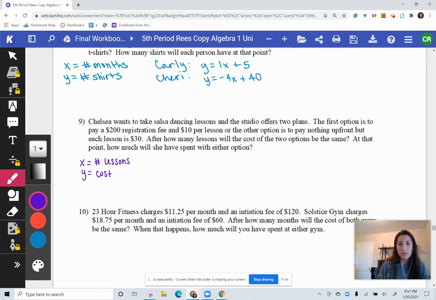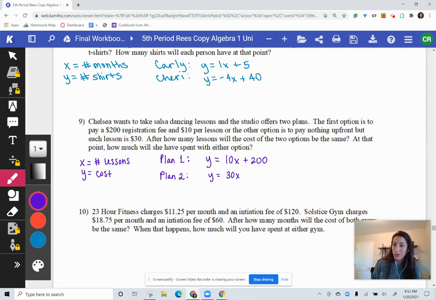Okay, so let's do an equation for plan number 1, because it says there's 2 plans that the studio offers. So the first plan, the cost is going to be y equals 10 per lesson, 10x, plus the $200 registration fee. That's our first plan. And then our plan number 2, let's see, pay nothing up front. So zero registration fee, but it's $30 per class. So 30x plus 0, or just 30x.